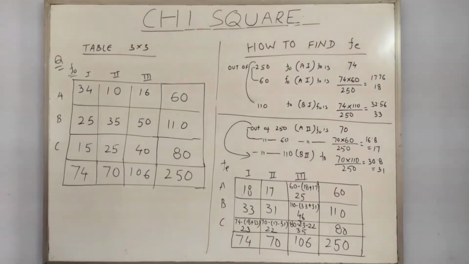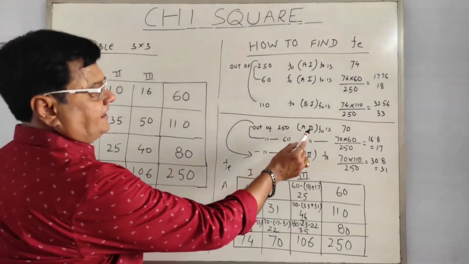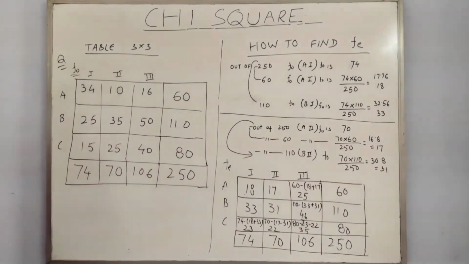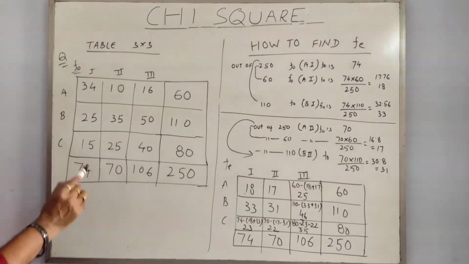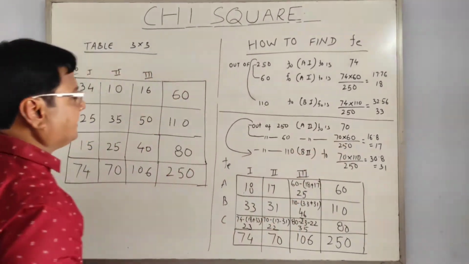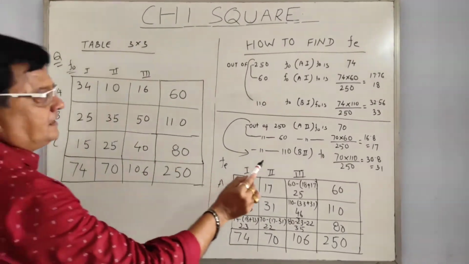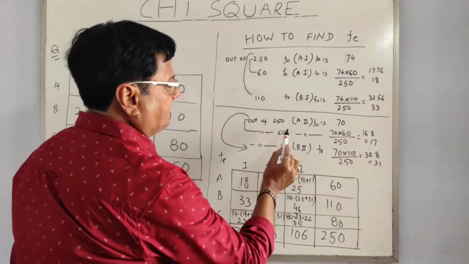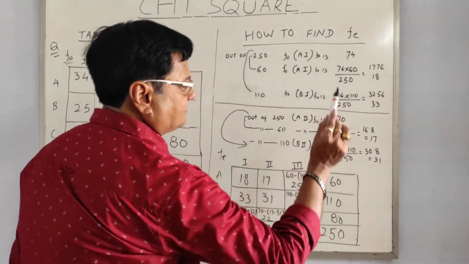Now we are coming to A2. Out of 250, A2 is 70. You can see A2 is 70. So out of 60, what should we be getting? Out of 60, because A is here, what will we be getting? 70 into 60 by 250. That is coming to 16.8 and taken as 17.